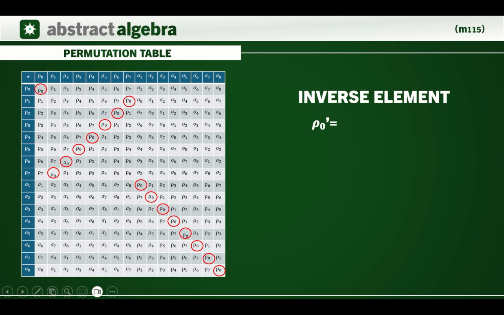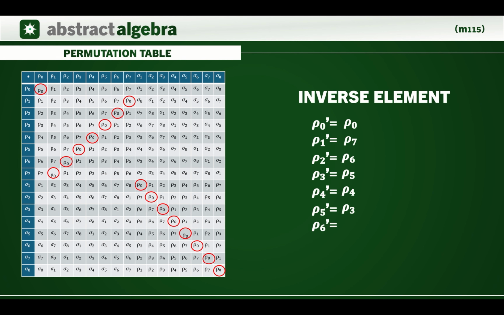So the inverse of rho sub 0 is rho sub 0. The inverse of rho sub 1 is rho sub 7. The inverse of rho sub 2 is rho sub 6. The inverse of rho sub 3 is rho sub 5. The inverse of rho sub 4 is rho sub 4. The inverse of rho sub 5 is rho sub 3. The inverse of rho sub 6 is rho sub 2. The inverse of rho sub 7 is rho sub 1.